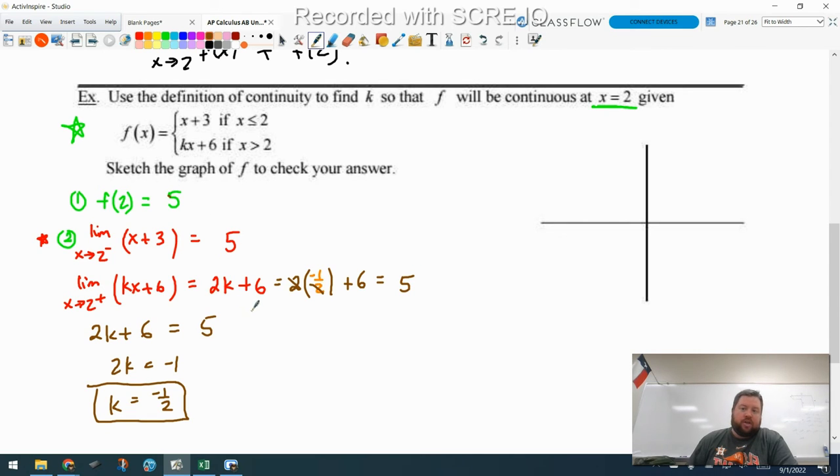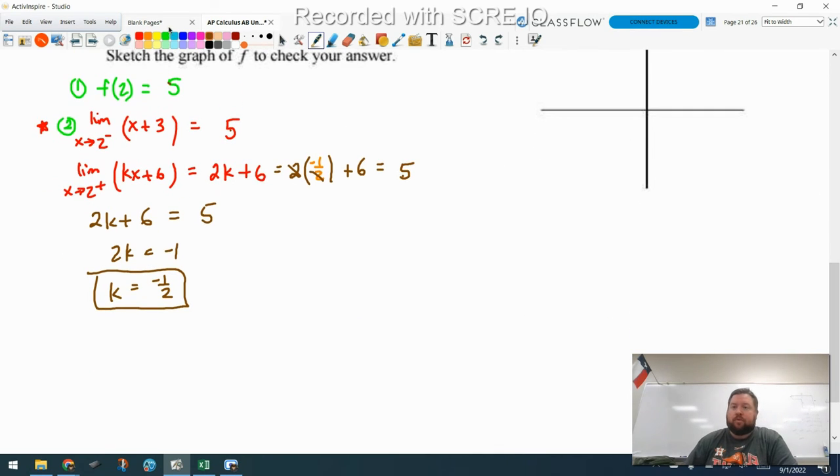See how our function definition is 5. Our limit from the left and the right are equal to 5. So that means rule number 3, I think I have some room down here. Rule number 3 is that the limit does exist. I just made it so if k is equal to negative a half, the limit as x approaches 2 of f of x is equal to 5, which is equal to f of 2. And there's rule number 3, that the limit is equal to the value of the function.